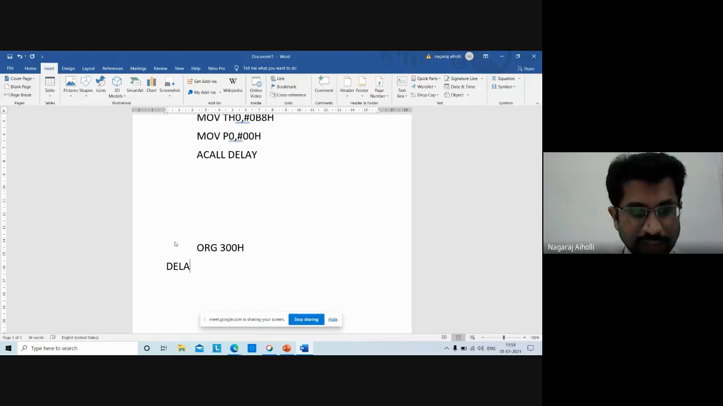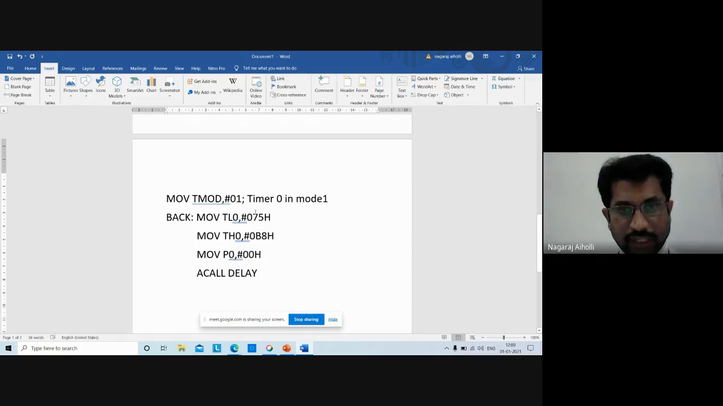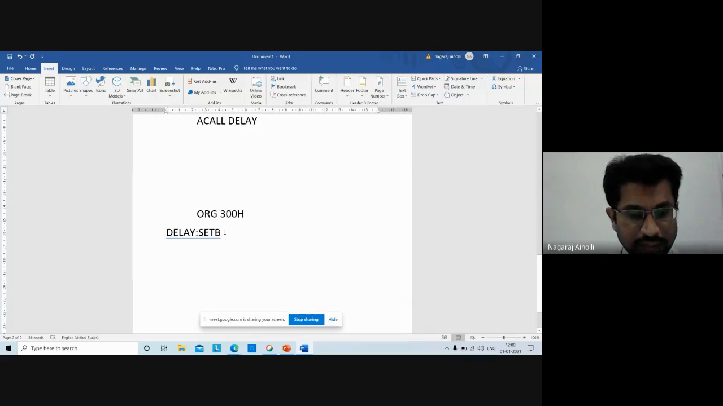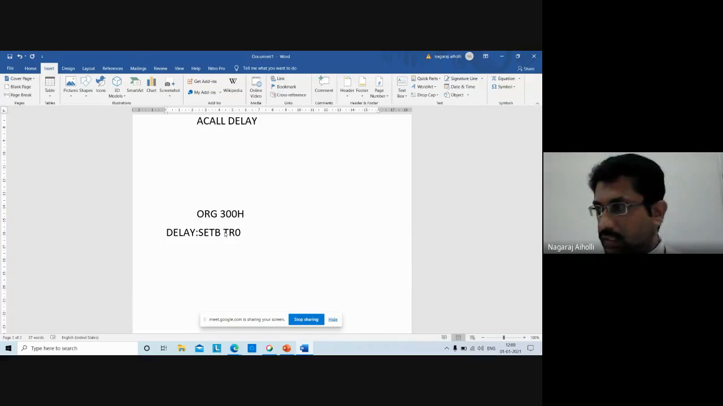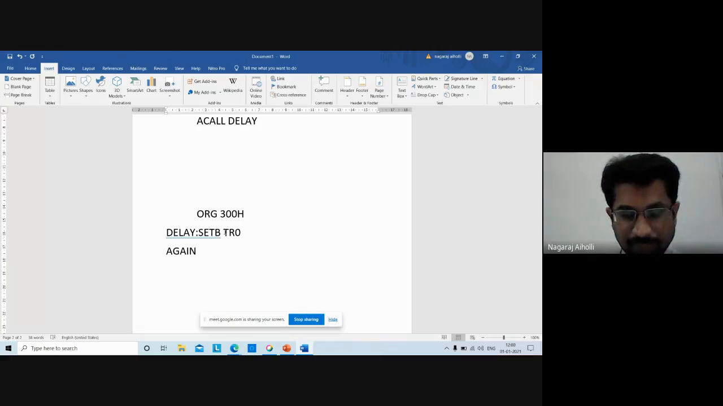How are we generating the delay? Using the timer. So first start the timer. We are using timer 0. To start timer 0, which instruction do we have to use? SETB TR0. Then again, JNB TF0, here. Again we have to monitor the overflow flag, right?